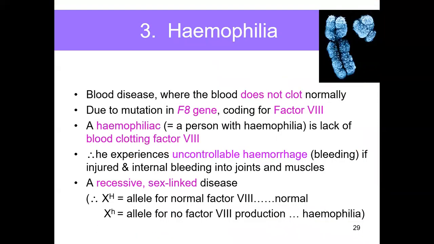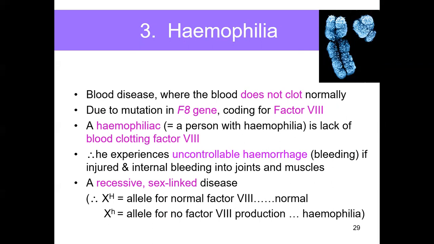So now we look at haemophilia. Haemophilia is a bleeding disease. It's a blood disease. The blood does not clot normally due to mutation in the F8 gene. The normal F8 gene codes for factor 8, which is a blood clotting factor. This is needed for blood to clot. So when mutation occurs to the F8 gene, it codes for defective factor 8. Factor 8 can be produced, but it's a different shape because of a different amino acid sequence. So therefore the blood cannot clot.